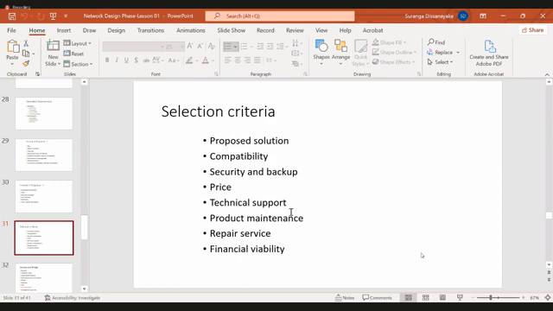What will be the repair service means, okay, the customer will bear the cost, but the repair and service part will be done by the vendor, the kind of things, and the financial viability.